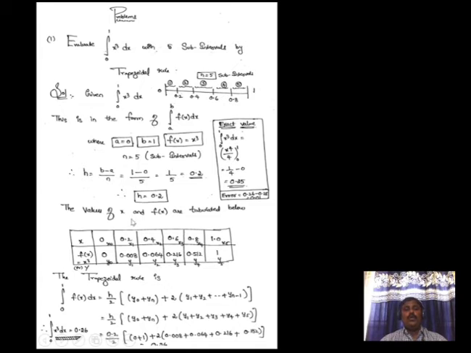So next we have to tabulate these values. First of all we take the x values he has given: 0, 0.2, 0.4, 0.6, 0.8 and 1. Next we take the given function, f of x equals x cube. So 0 cube is 0, 0.2 cube is 0.008, 0.4 cube is 0.064, 0.6 cube is 0.216, 0.8 cube is 0.512, and 1 cube is 1.